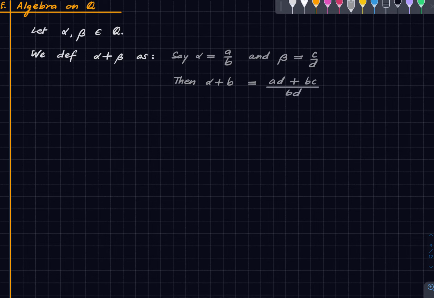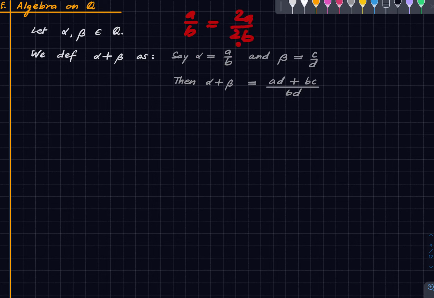So that's our definition of alpha plus beta. Right, that's how we define it. So it is the equivalence class of the pair whose first entry is this and second entry is that. And this makes sense because b and d are non-zero and hence bd is non-zero. So this is a legitimate equivalence class. But one can raise an objection. There is no unique representation of alpha as a by b because a by b can be equal to a prime by b prime. For instance, a by b is the same as 2a by 2b.